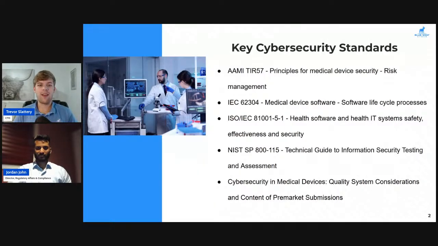Moving into some of the testing side of things, we'll talk about NIST Special Publication 800-115, a technical guide for information security testing and assessment that talks about the flow and process that we use during a penetration test against medical devices. And then finally, cybersecurity and medical devices, quality system consideration and content of pre-market submissions. This is the FDA guidance on how cybersecurity should be designed into a medical device and acts as the golden standard.